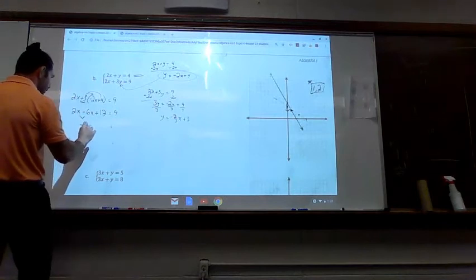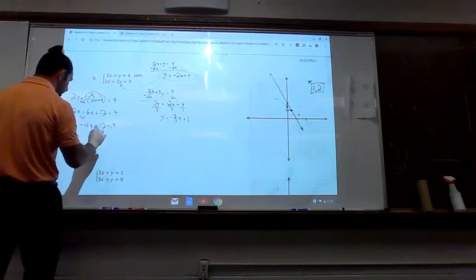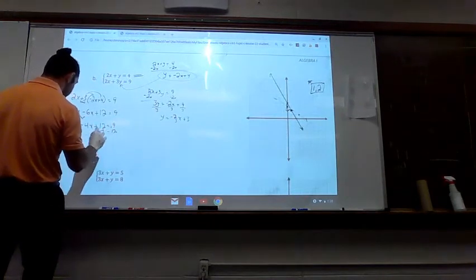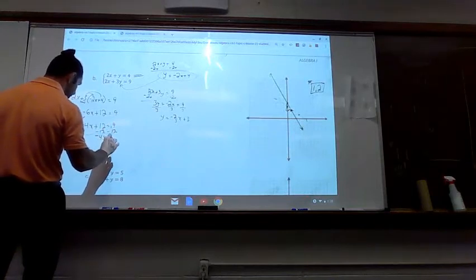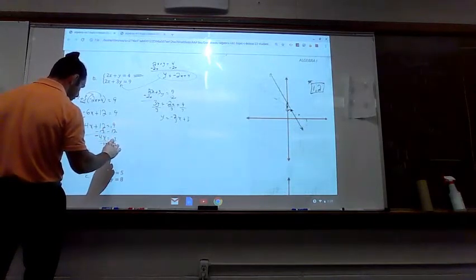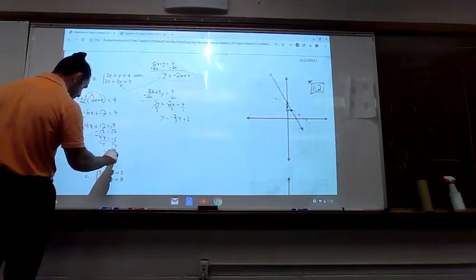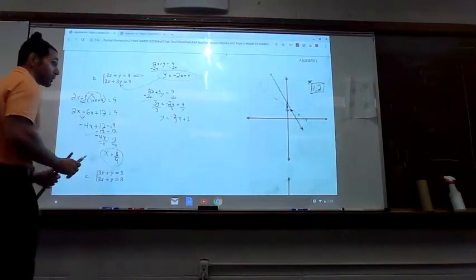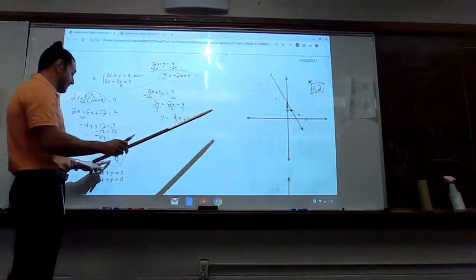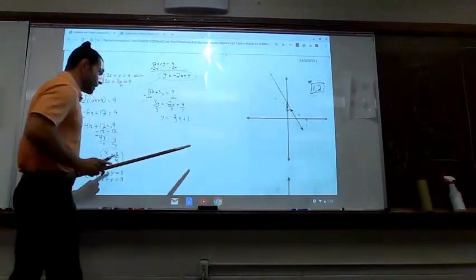2x minus 6x plus 12 equals 9. That gives me negative 4x plus 12 equals 9. Subtract 12 from both sides. Negative 4x equals negative 3. Divide by negative 4. X equals 3/4. So remember what I said: graphing can give you a close answer, but not the exact answer. We had 1. Well, x is 3/4.